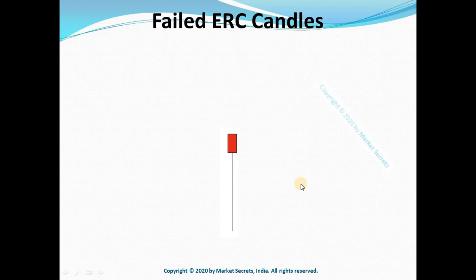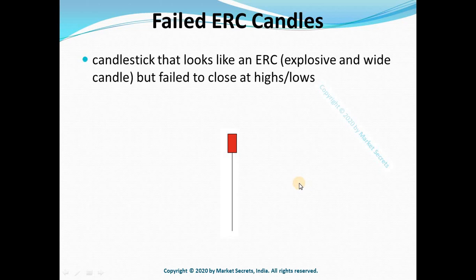And I'm moving on to the last item, which is failed ERC candles. These candles can be defined as candlesticks that look like an ERC, that is an explosive and wide candle, but failed to close at the high of the candlestick range and whose body is 50% or less than the whole candlestick range. To put it simply, these are very similar to ERC candles. I mean, these are long candles, but the only difference is they will have long wicks, but not a long body. As simple as that. The candle range will be very big or very long, but the candle body will be very small. That is called a failed ERC candle.